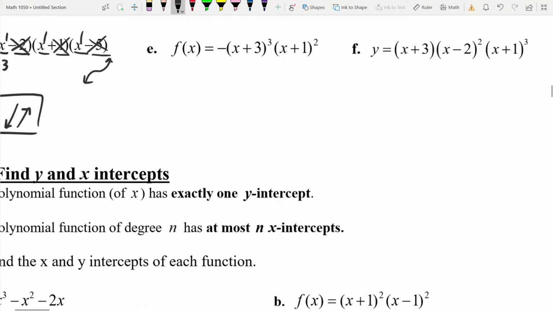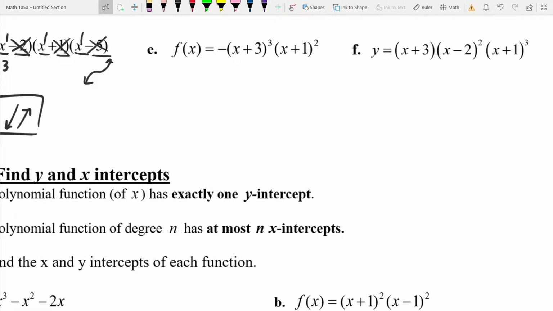So my left arrow is left down, my right arrow is right up, and that's my end behavior. Okay? All right, this one right here. The x dominates, not the 3. The x dominates, not the 1. Now you have to be careful because there's a negative sitting there. So we have a negative, and we have an x to the third, and we have an x to the second. You guys, does that give me a negative x to the 5th or a negative x to the 6th? What's the rule? You add them. So it is 5. Yes.